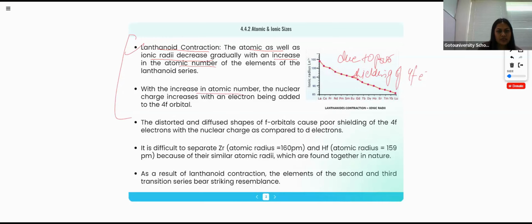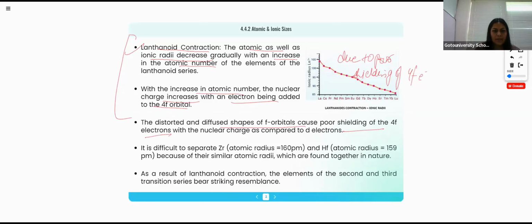Now, with the increase in atomic number, the nuclear charge increases, and that means the electron is being added to the 4f orbital. Okay. Now, this results in a distorted and diffuse shape of 4f orbital. Okay, and that causes the poor shielding of 4f electrons.